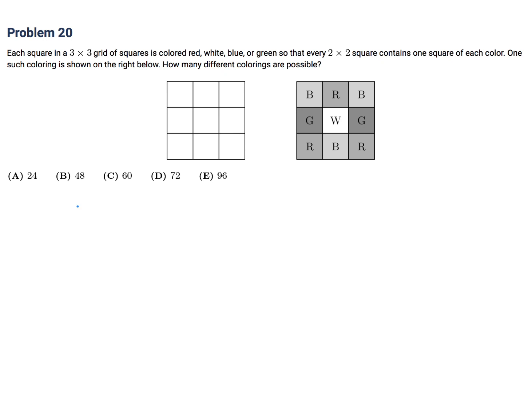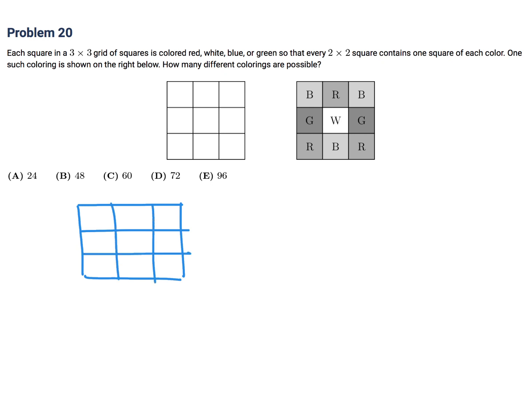All right, so let's talk about this with a basic diagram. What we're going to do is concentrate on the middle guy. There's 4 colors, so the middle guy has 4 possibilities. We're going to start there.